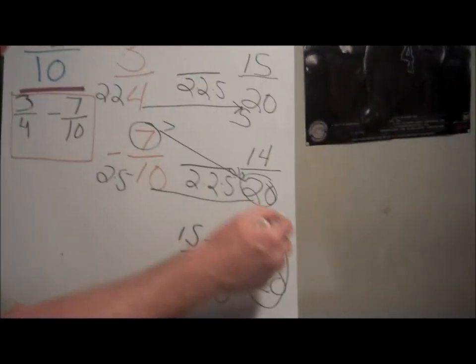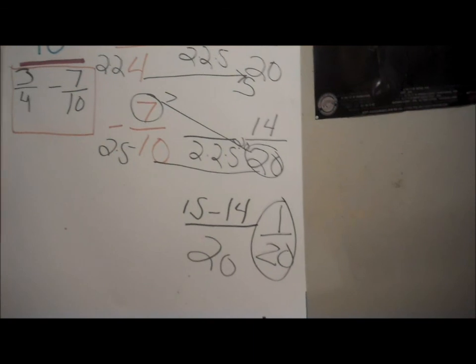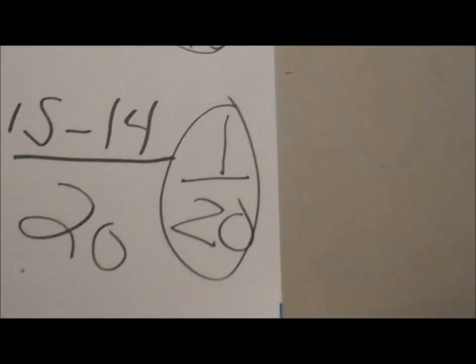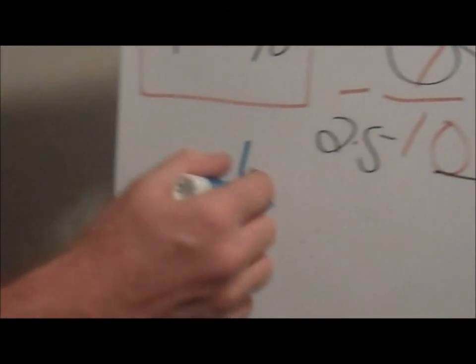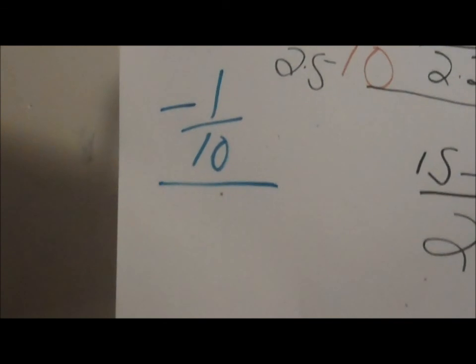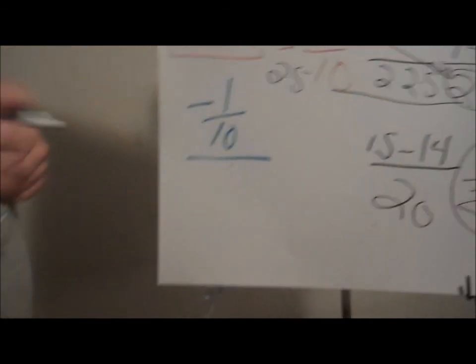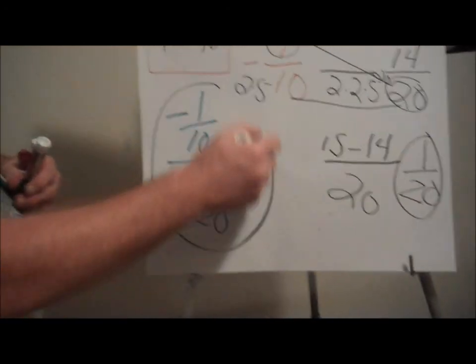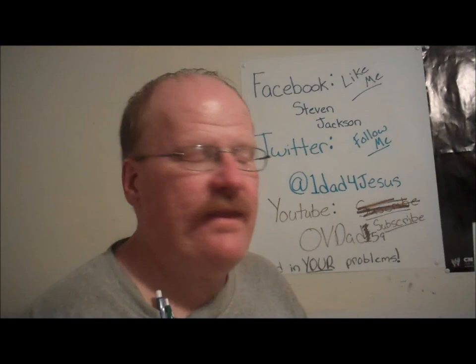And so, ladies and gentlemen, what we accomplished after the second lesson is we took a very ugly problem and got it down to negative 1 over 10 over 1 over 20. And in our next lesson, we'll focus on how to deal with this quotient.